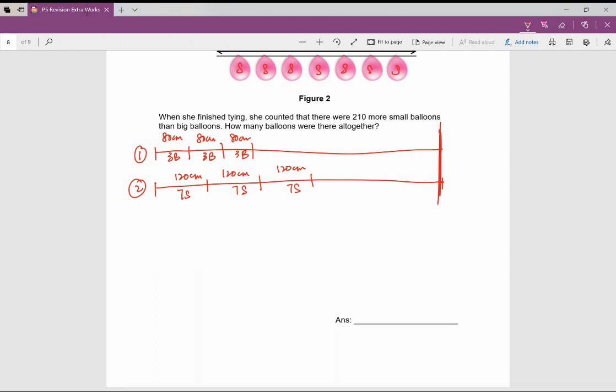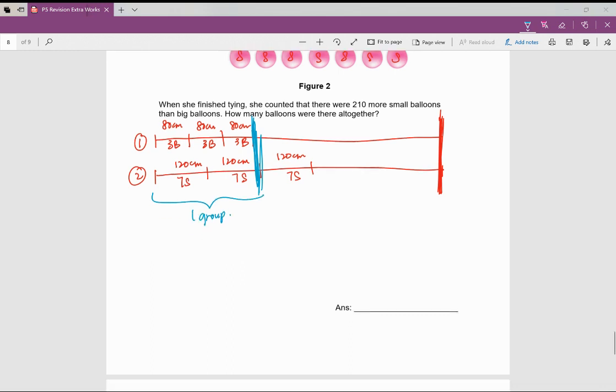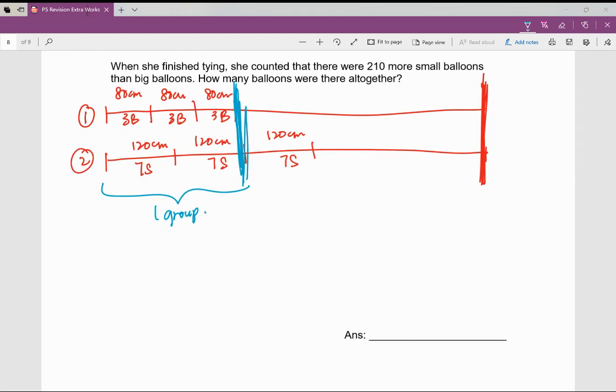At the end of the day, the length of the string must be equal. So when I'm establishing my one group, my length must also be equal in one group. Okay, so let's write down first. For the big balloons, it is 3 big for every 80 cm. For the small balloons, it's 7 small balloons for every 120 cm.